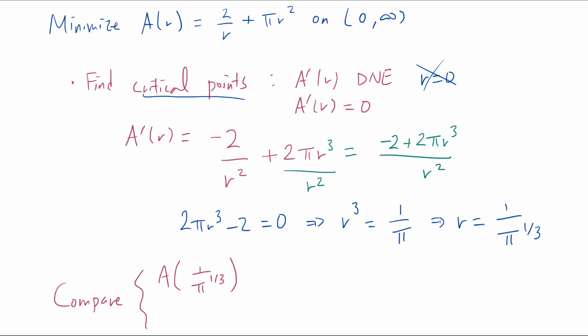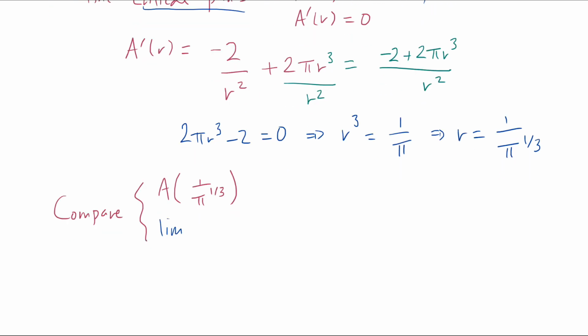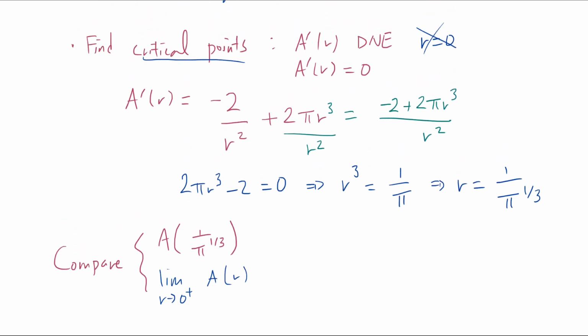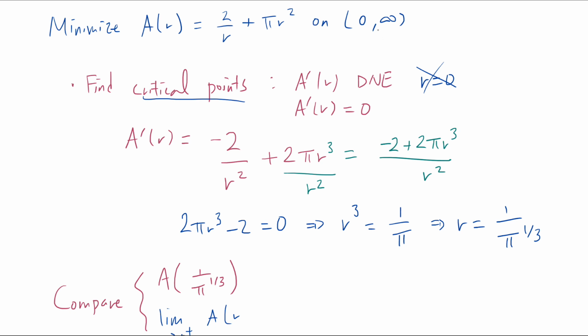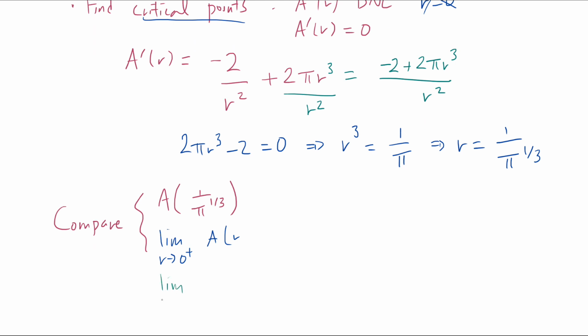And since we only have things to the right of 0 in this interval, we can approach 0 from the right. So we want to take a look at the limit as r goes to 0 from the right of a of r. And finally, the last thing we want to look at is the right endpoint of infinity. Here we have no choice. We can only approach it using a limit. So we have the limit as r going to infinity of a of r here. So let's evaluate each one.